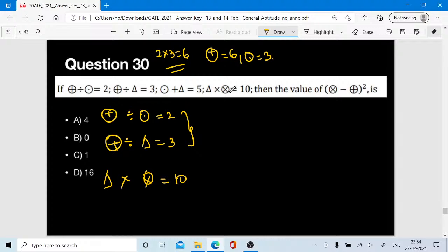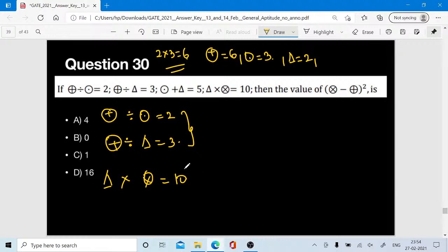So what is going to be my triangle? Right, so 6 divided by what will give me 3? 6 divided by 2 will give me 3. Yes or no? So my triangle is going to be 2, right? So triangle I know. Triangle is this 2. 2 into how much is going to be 10?